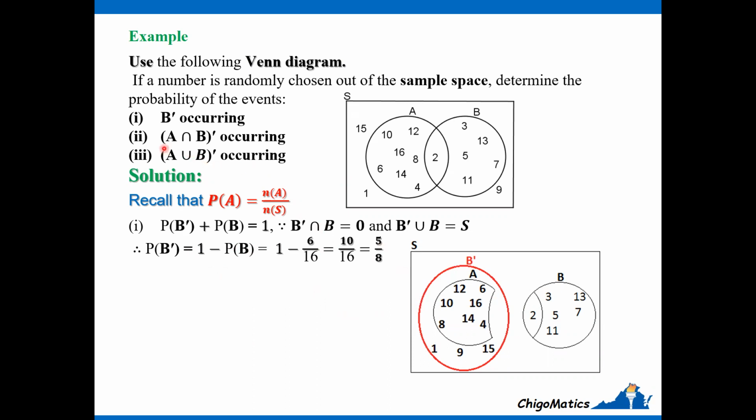Then let us go on now to find Roman figure 2: A intersection B complement. That means we identify A intersection B as a set, but we don't want what is in that set. So the intersection is this one, right? What is not in that intersection? We have part of B, that is 3, 13, 5, 7, 11, and 9. Then what is not in the intersection, we also have this part of A, the 15 and 1, right?